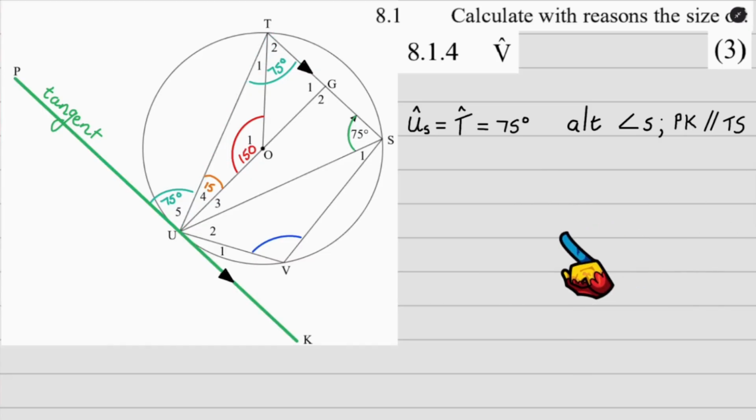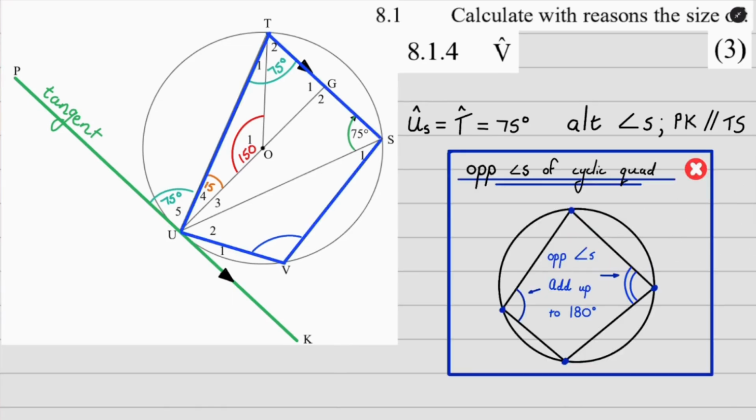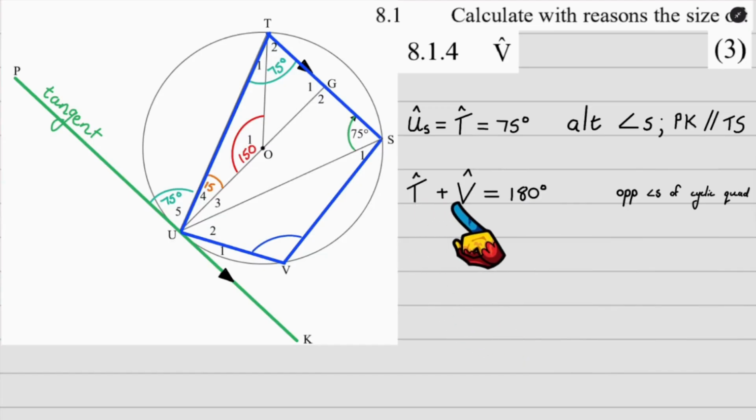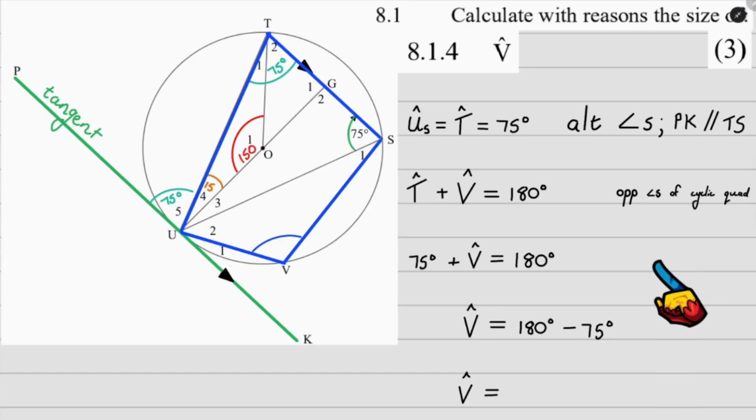Now that we know the whole of T, we're going to come back to our cyclic quad. And the theorem for the cyclic quad that we're going to apply is the opposite angles of a cyclic quad add up to 180 degrees. So the whole of T plus V will equal 180 degrees for this reason. And we just write it like this. Angle T plus angle V equals 180. Now we know the whole of T is 75 degrees, so we're going to change this to 75. And then we take that 75 over to the other side and we minus it. And after we do that, it should give us 105.